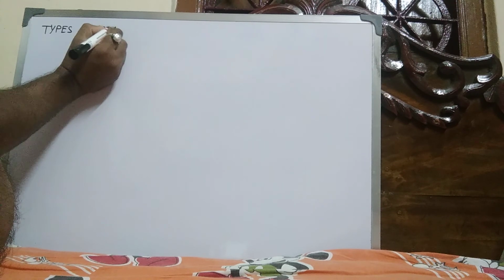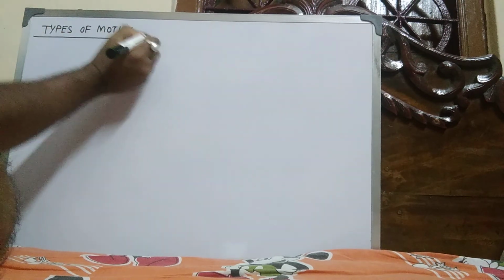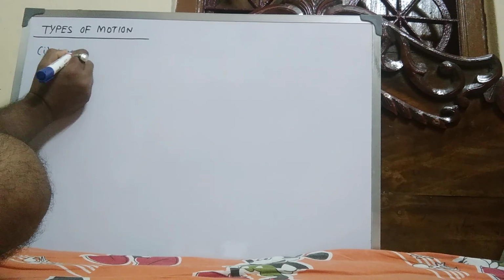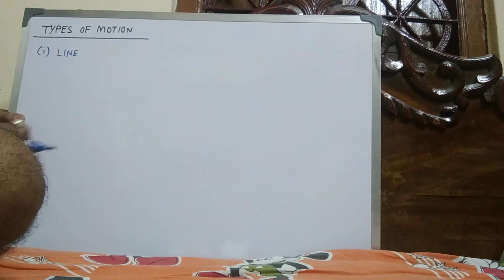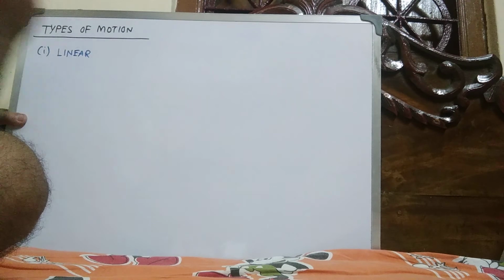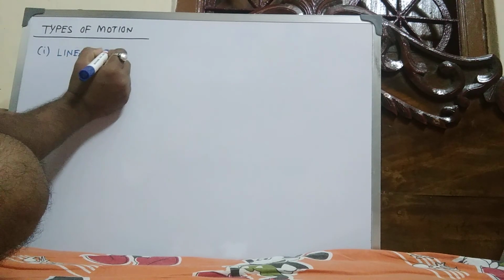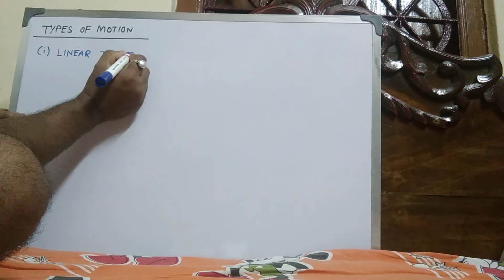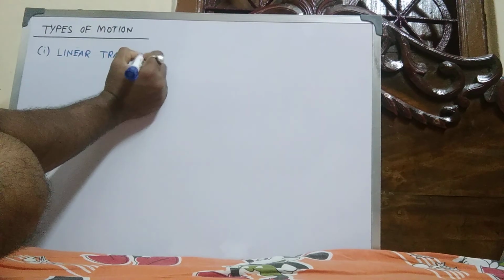Next, types of motion. Number 1, linear translation. I already discussed that translation is of two types, normally translation and rotation, and here this is the linear translation.